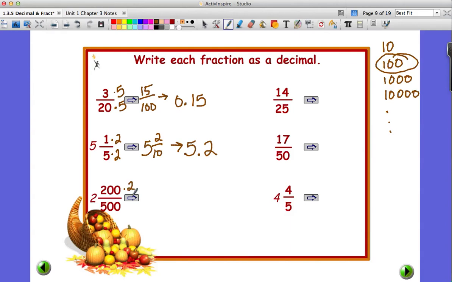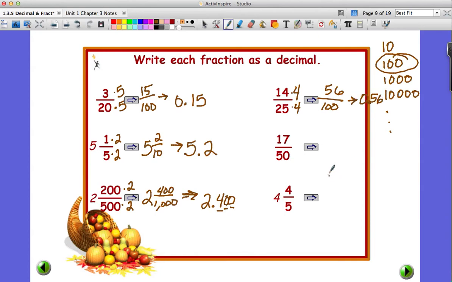All right, so here we would have multiplied both of these by 2 to get us to 1,000. So it would have given us 2 and 400 out of 1,000, which as a decimal would give me 2 and 400 thousandths, ending in the thousandths place. Here we multiply by 4 to get to 100, because we can't get to 10, but we can get to 100. So this would give me 56 100ths. So as a decimal, that would be 0.56.